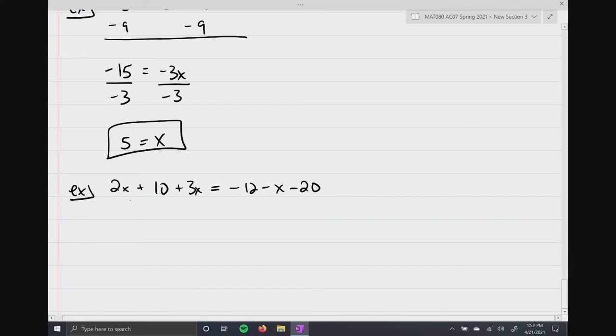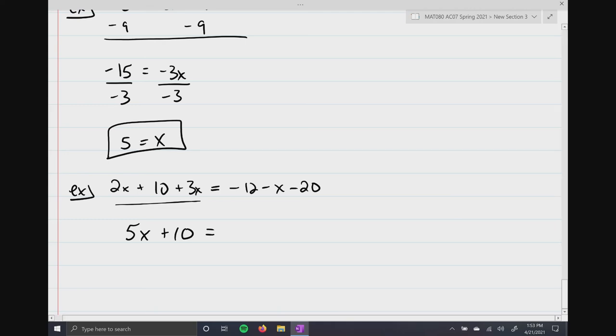So I look at the left, and it looks like I definitely can. I can do 2x plus 3x. So that's what I'm going to do first. I'm going to add 2 plus 3, which is 5, last name x. Now that plus 10, I can't do anything with that, so I just rewrite it.